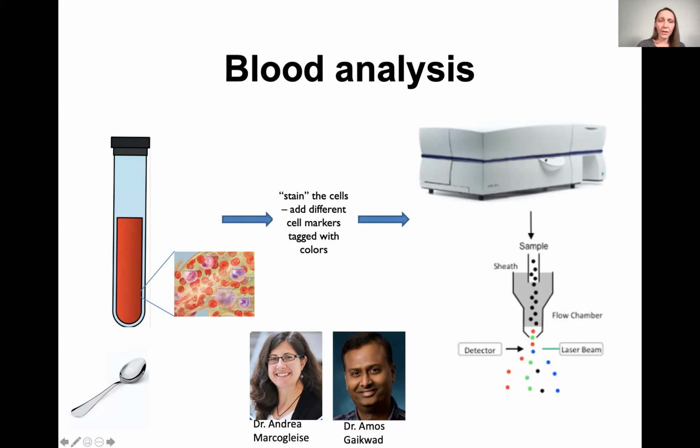And this work was done in collaboration with 2 of my colleagues at Texas Children's. Dr. Andrea Marklees is a pathologist, and then Dr. Amos Gawad, he actually does all the flow cytometry assays for all of Texas Children's. So they have a great deal of expertise in this analysis.